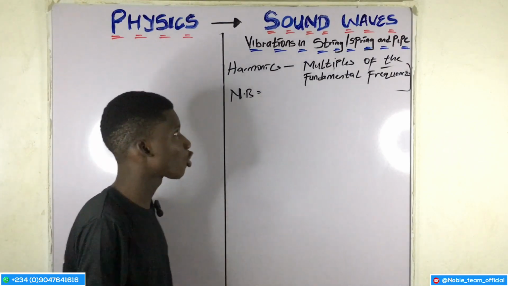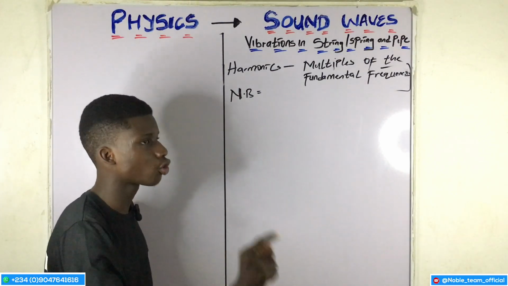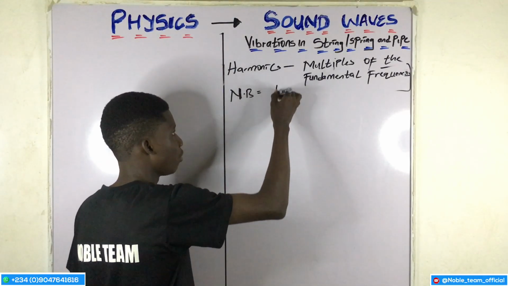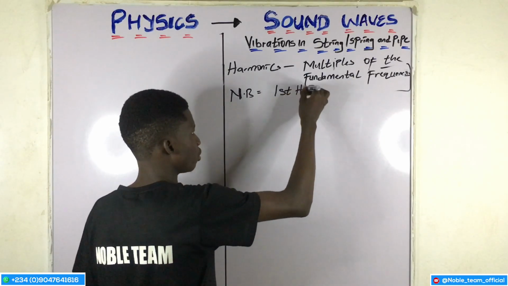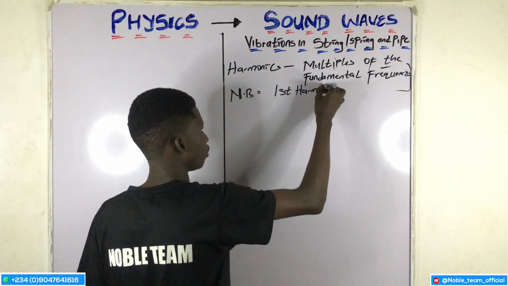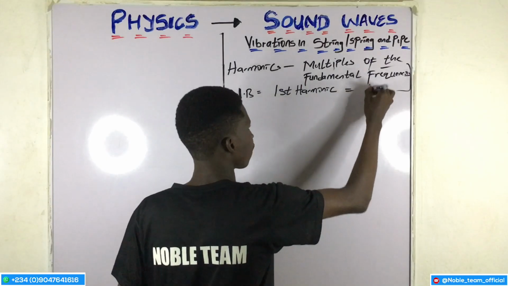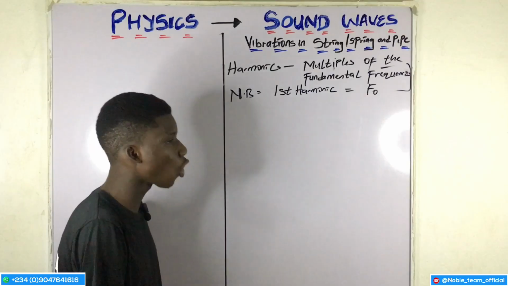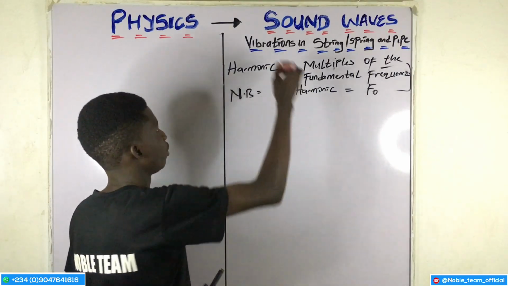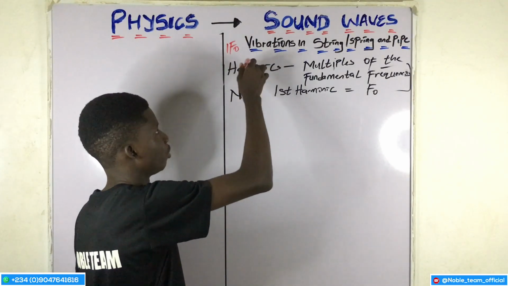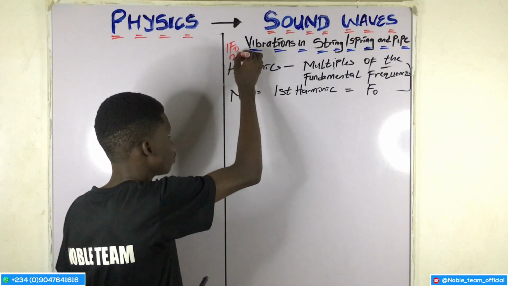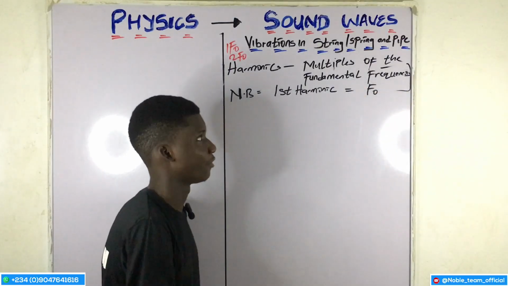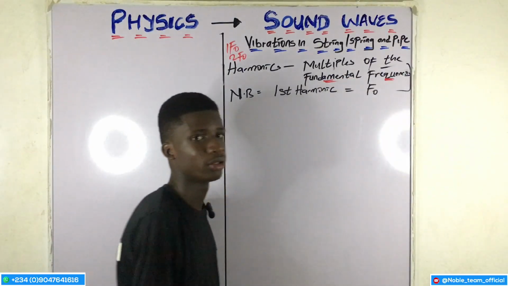that the first harmonic is equal to the first fundamental frequency. What am I trying to say? That if we have the first harmonic, we can say it is the first fundamental frequency. Now, I hope you all know that it is wrong for me to write 1F, but it is correct for me to write 2F. This F is what we call the fundamental frequency.